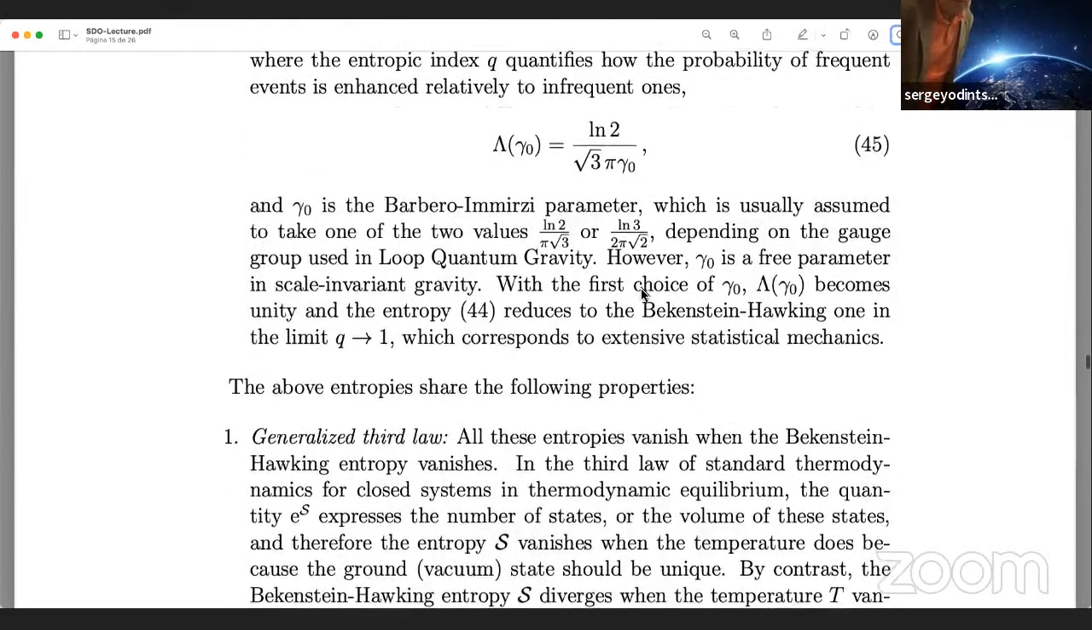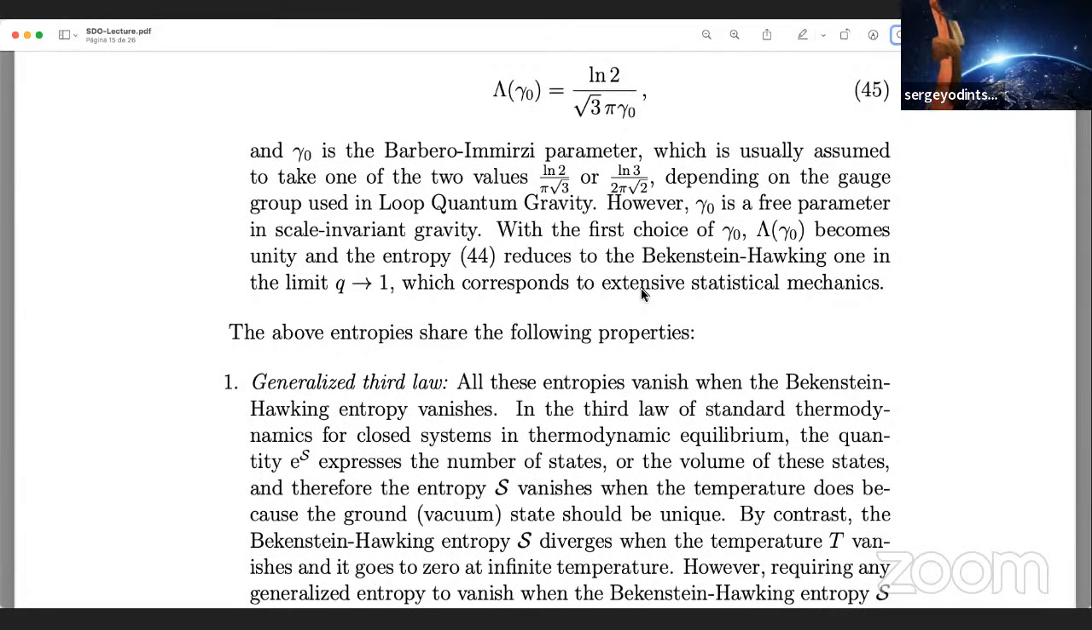So all these entropies have the following properties. Generalized third law. So all these entropies vanish when Bekenstein-Hawking entropy vanishes. Okay. So in the usual third law of standard thermodynamics, we know that entropy vanishes when temperature vanishes. However, we know again that for black hole, Bekenstein-Hawking energy diverges when entropy vanishes, and it vanishes when temperature goes to infinity. So it has different properties.